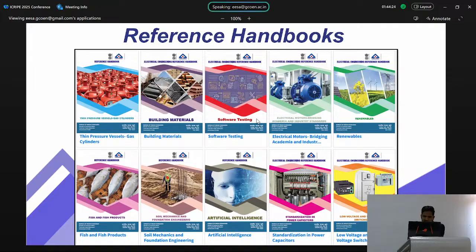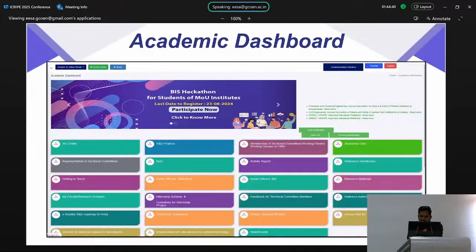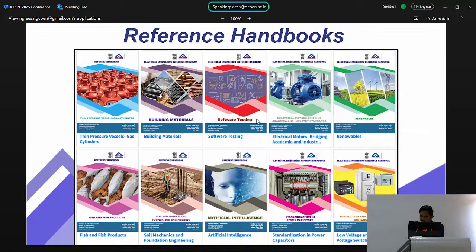Renewable energy, then fish and fish products, soil mechanism and foundation engineering, artificial intelligence, standardization in power capacitors, low voltage and high voltage switchgears, refrigeration and air conditioning, transformers and related Indian standards, standards on petroleum products and their test methods, high voltage direct current HVDC, electrical cables and overhead electrical conductors, then textiles, mechanical testing of yarns. So these are some of the examples of the reference handbooks that are prepared for students.